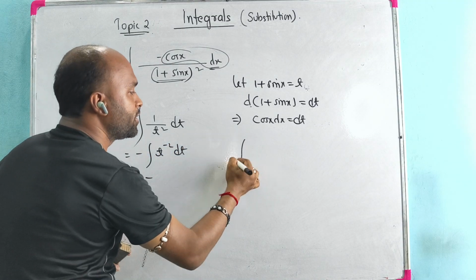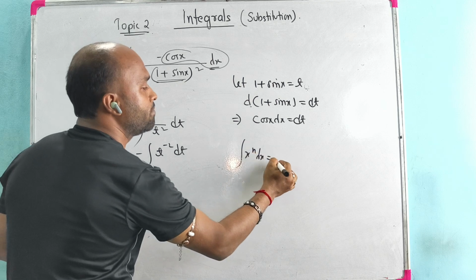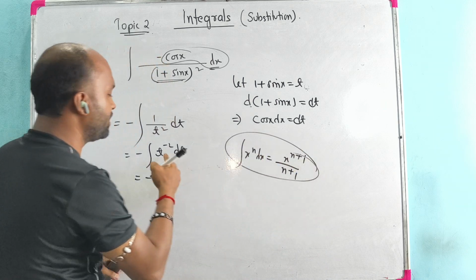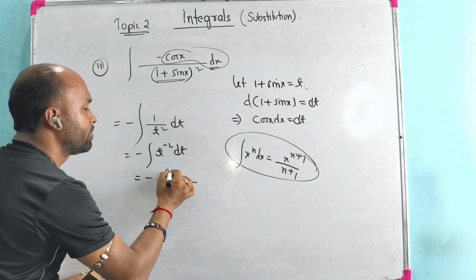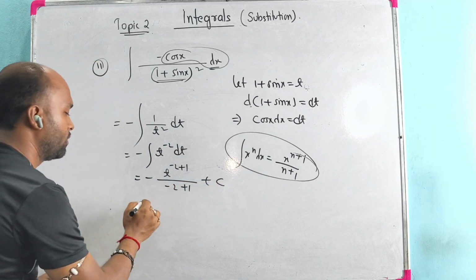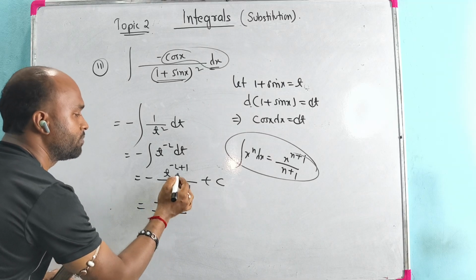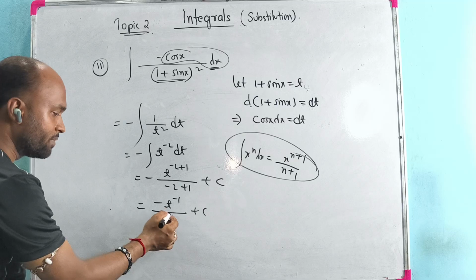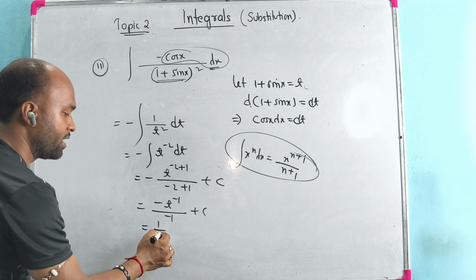Now which formula? There is a formula: integration of x to the power n dx. What's the formula? x to the power n plus 1 by n plus 1. So let me start with this. So what is the formula? t to the power minus 2 plus 1 by minus 2 plus 1 plus c. So ultimately what are you getting? Minus t to the power minus 1 by minus 1 plus c. Now minus minus how much? Plus. So 1 by t plus c.